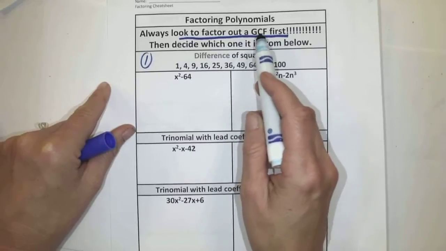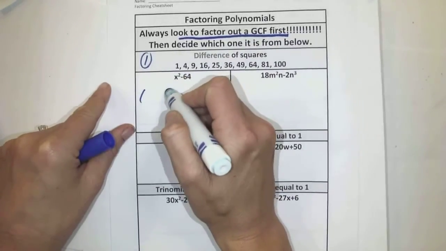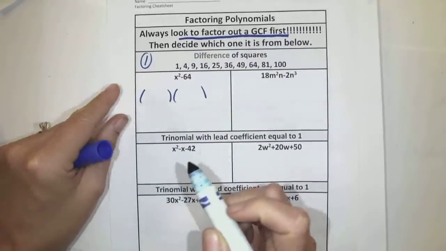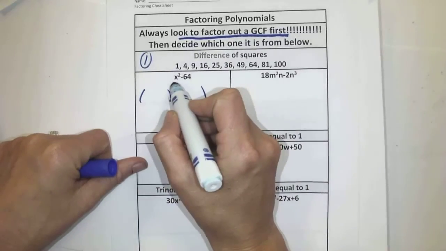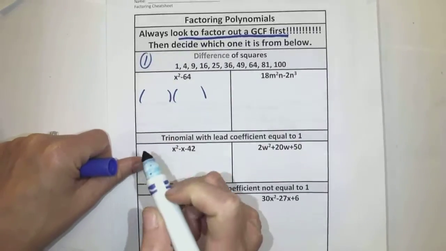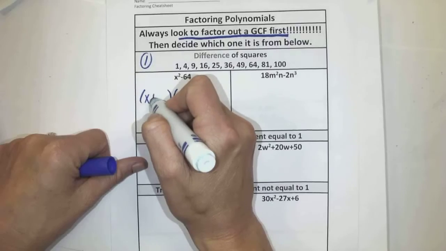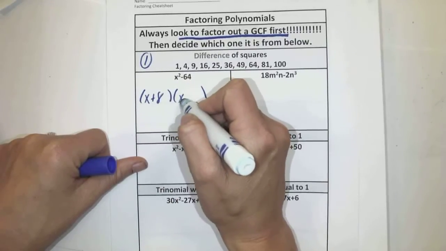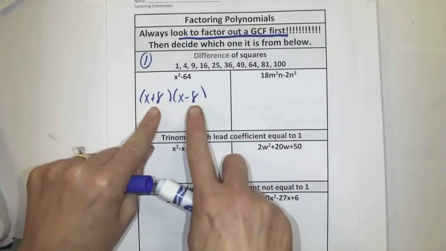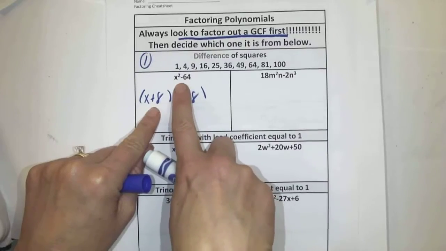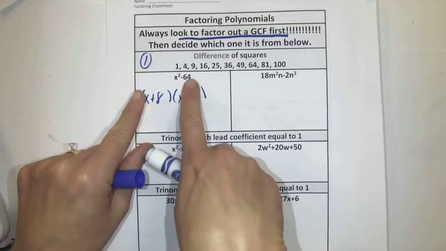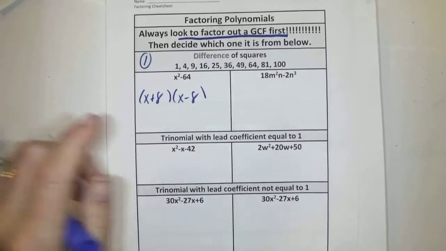There's no GCF. If you remember from Algebra 1, difference of perfect squares, since this is x times x and this is 8 times 8 would give you the 64. We'll factor this into x plus 8 and x minus 8. 8 minus 8 would be 0 x's, and 8 times negative 8 is negative 64.